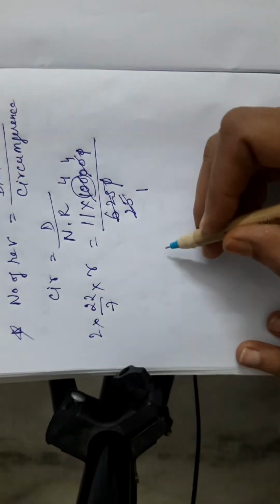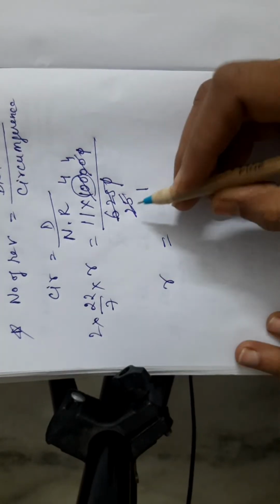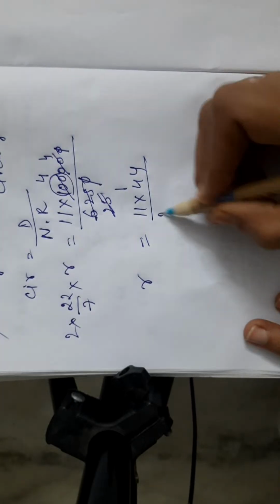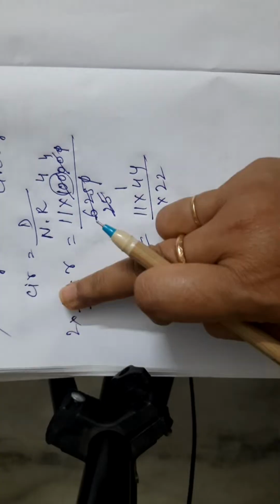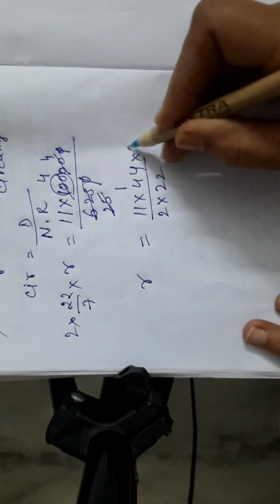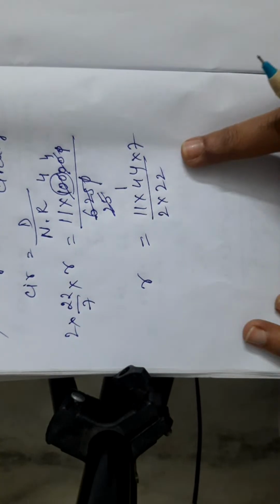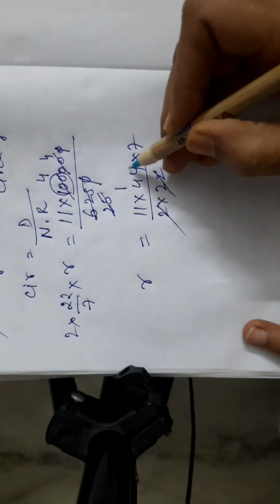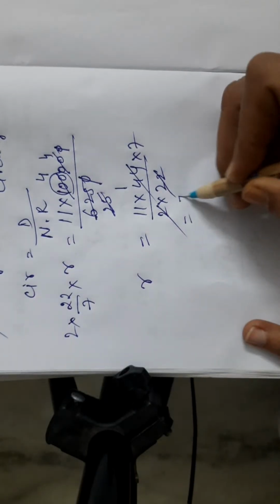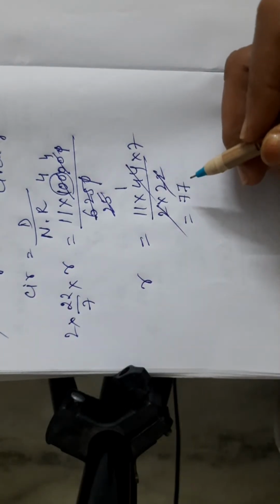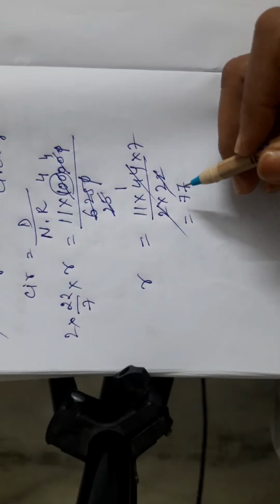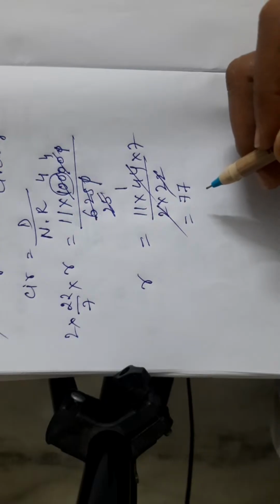So finally, the r value is 11 multiplied by 44 divided by 2 multiplied by 22. So this will have cross multiplication. 2 multiplied by 22 will come to the denominator and 7 will move to the numerator. 22 2s are 44, so that got cancelled. 77. We got that, okay, somewhere some mistake is there.